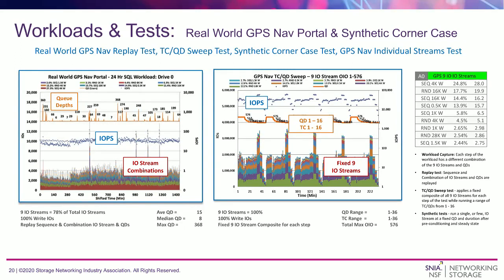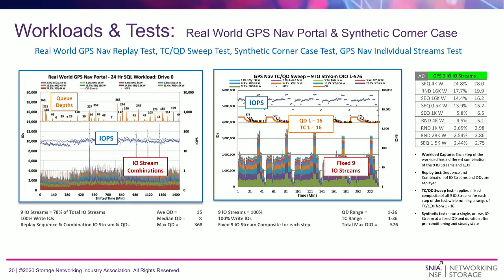And you can see on that chart there are 4 spikes. In this case, each of those spikes are sequential half-K writes for 10,000 IOs versus the other IO streams that are occurring. So again, for this real-world workload, we have 9 IO streams, which was 78% of the total IO streams we observed. They're all writes, so this is a 100% write workload. And on the replay test, we are just replaying the sequence and combination of IO streams and queue depths that we see here.